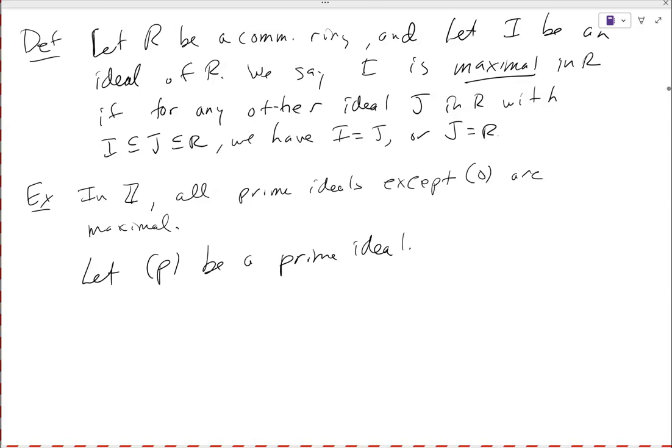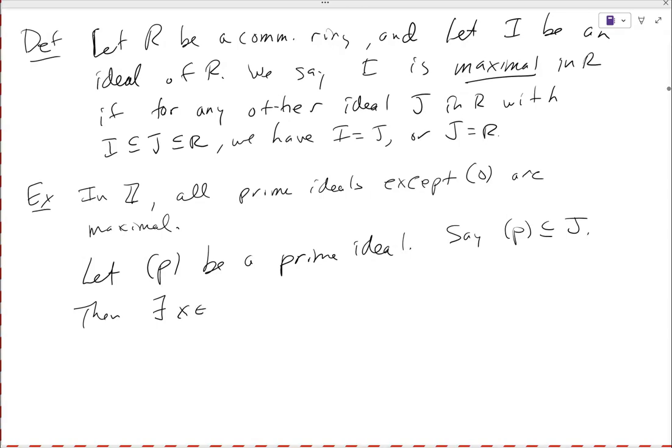Okay. I want to try to make it bigger. I want to add another element to it. The idea being, if it's not maximal, it has to be properly contained in another ideal. So let's throw one more element in it. Let's say that the ideal P is properly contained in some ideal J. Then there exists, I'll call it X, in J that's not in P, right?